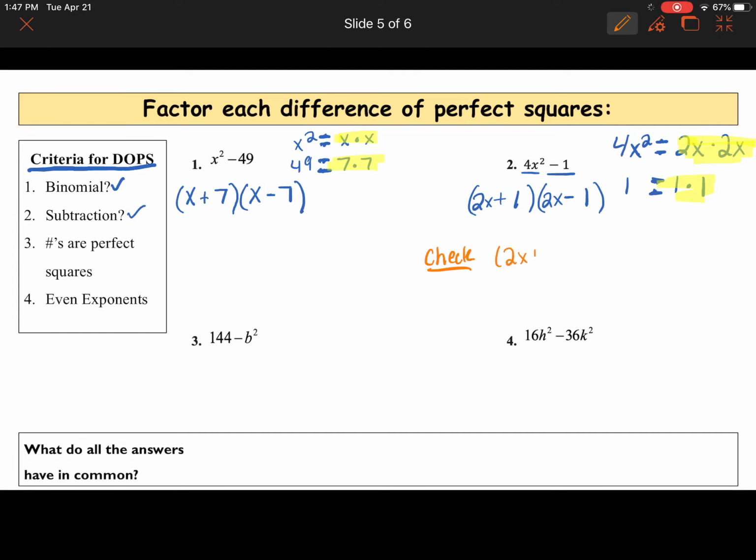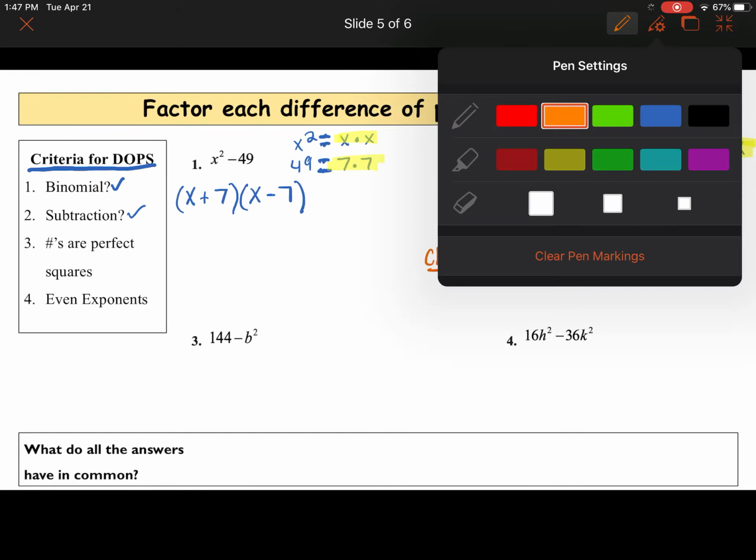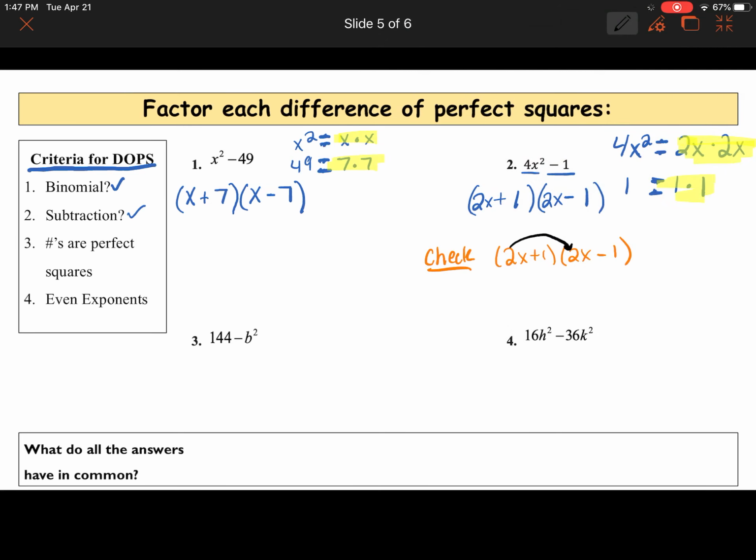So if we take our answer, 2x plus 1 times 2x minus 1, and I multiply, 2x times 2x gives me 4x squared, 2x times negative 1 gives me negative 2x, 1 times 2x gives me positive 2x, and 1 times negative 1 gives me negative 1. When you combine like terms, the middle two terms cancel out, and I get 4x squared minus 1, which is exactly what we had in the beginning. Just keep in mind, this is the answer. This is factoring using difference of perfect squares.